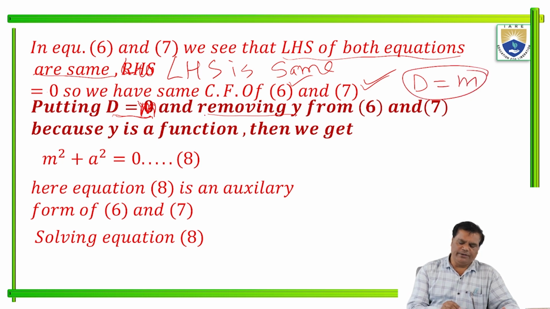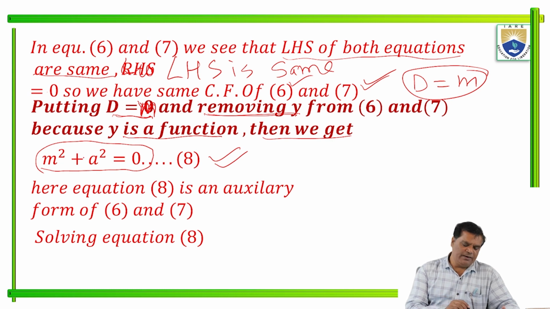Removing y from equations 6 and 7, because y is a function of x, we get m square plus a square equal to 0. This is equation 8. It is known as the auxiliary form of equations 1 and 2. Both have the same auxiliary form because the left hand side is the same. Here equation 8 is an auxiliary form of 6 and 7.